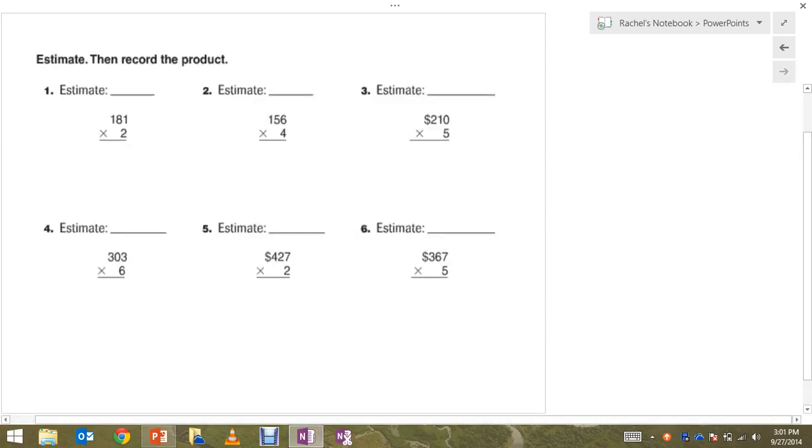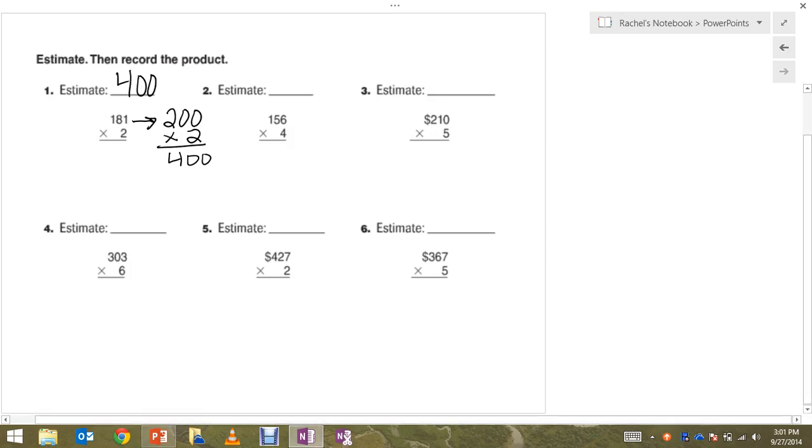We took a couple of examples as a whole group when we did this lesson on Friday, and students started to get familiar or comfortable with the strategy of recording partial products underneath the problem. So doing a few, let's start with number 1. To estimate, we rounded 181 to 200, and we multiplied it by 2 to find that our estimate was 400. So our final answer should be close to 400.